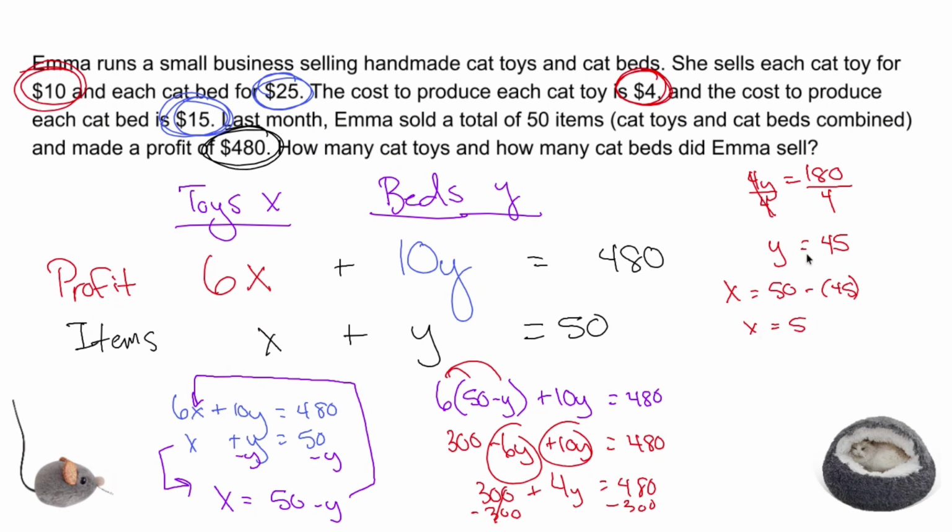Now, x is 5, y is 45. My answer is not going to be some point. My answer is going to be words because this is a word problem. What did x stand for here? Cat toys. So Emma sold 5 cat toys, and y represented cat beds, so 45 cat beds.